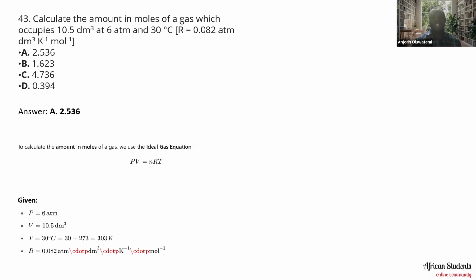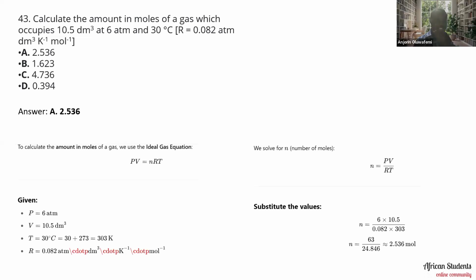Our P in this instance is the pressure, which is about 6 atmosphere. Our volume is 10.05 dm cube. Our temperature is 30 degrees Celsius. And then R, which is the constant, is 0.082 atmosphere. So given those parameters, we can actually solve for n, the number of moles, by making n the subject of the formula. So that will give us PV over RT. So when we substitute the values, what we'll end up having as n will be 2.536, which is option A.